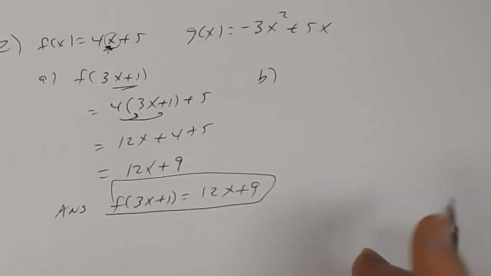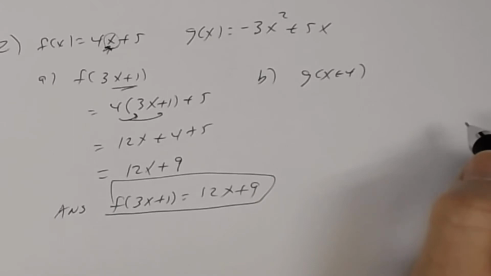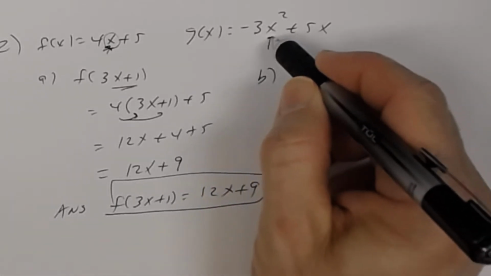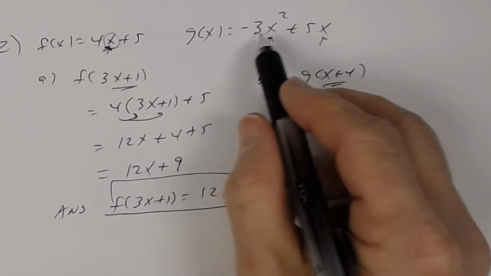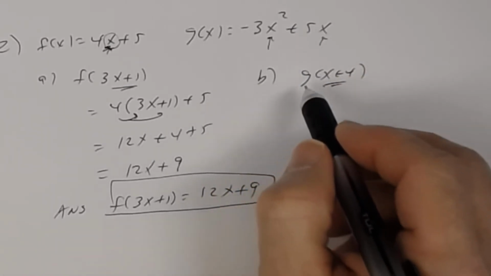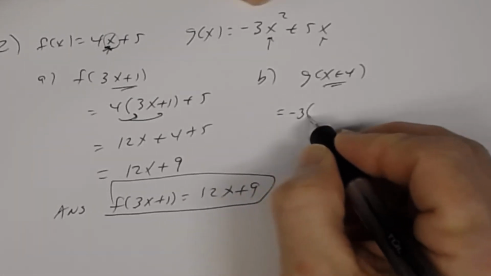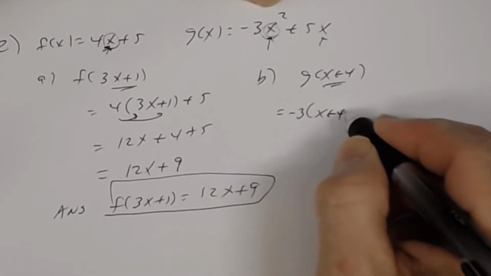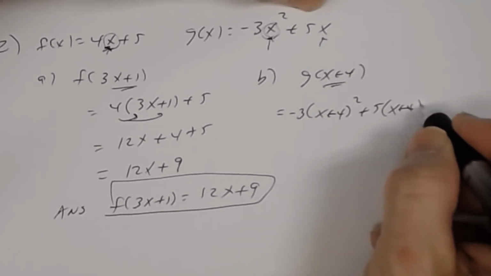In part B, you want to find g of x plus 4. G of x plus 4. So this is your function g right here. So where we see the variable x, you're going to substitute x plus 4. Now this is a little bit more involved because it's quadratic. See that square right here? So you'd be squaring a binomial. So this becomes negative 3 times, so in place of x, you're going to substitute x plus 4. But remember, you're squaring that. Plus 5 times x plus 4 in parentheses.